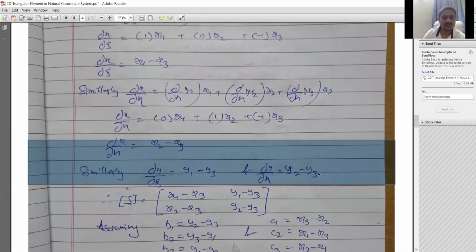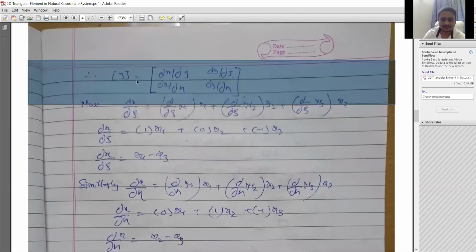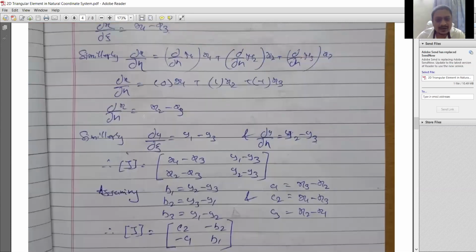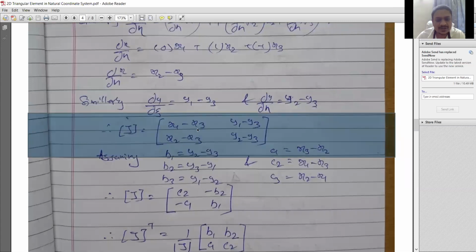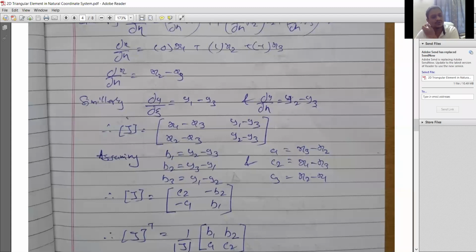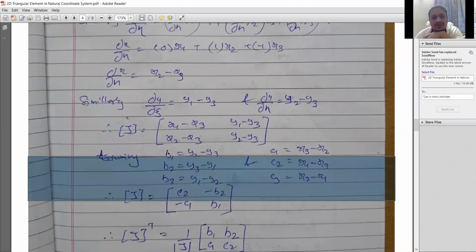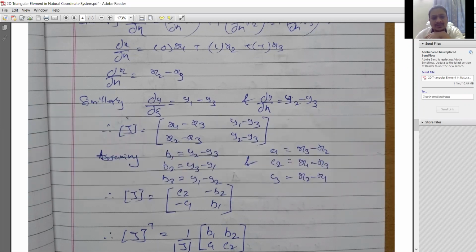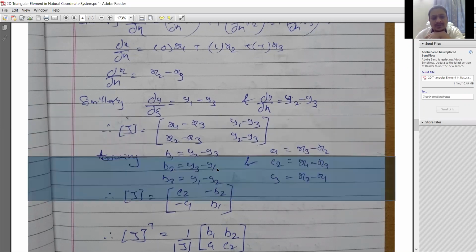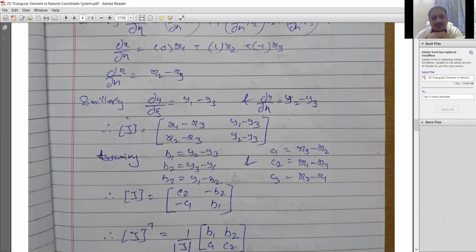So finally your J matrix, which is over here, dx by d xi, dx by d eta, dy by d xi, dy by d eta, will now be replaced by simple expressions: x1 minus x3, x2 minus x3, here y1 minus y3 and y2 minus y3. So now we are using a simple notation which we have used earlier in the CST. There we used the b1 term as y2 minus y3, b2 term as y3 minus y1, and b3 term as y1 minus y2.